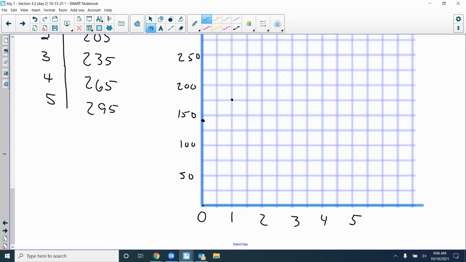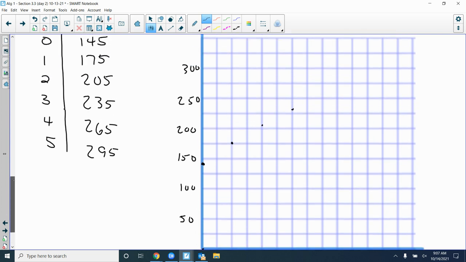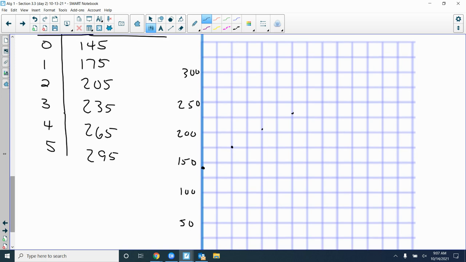What's the next one? 2 bags would be what? 205, just a little above 200. What would 3 bags be, guys? 235. So this would be 225, and 235 is just a little bit above that. And then what would 265 be? Here's 250, 275, so 265 would be about right in there.